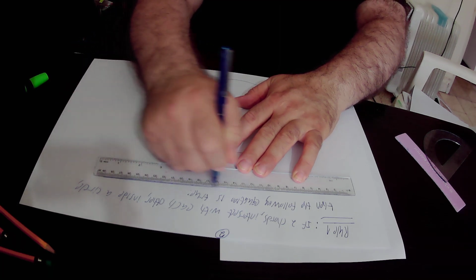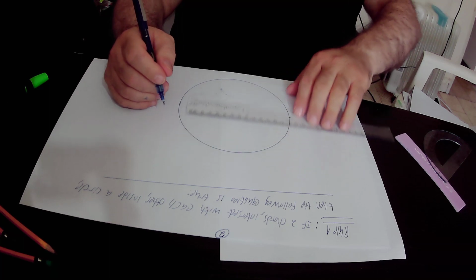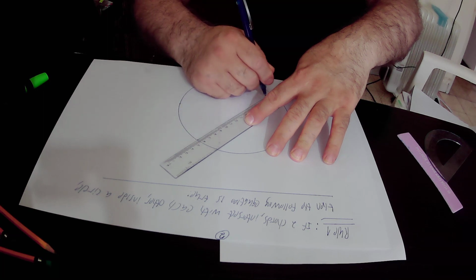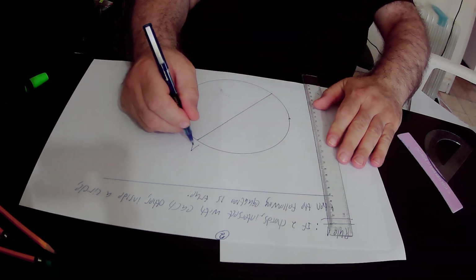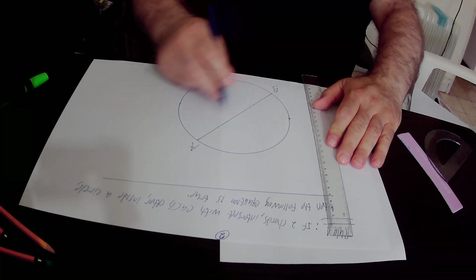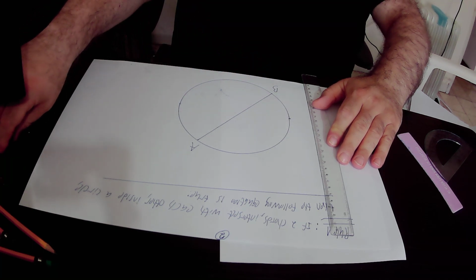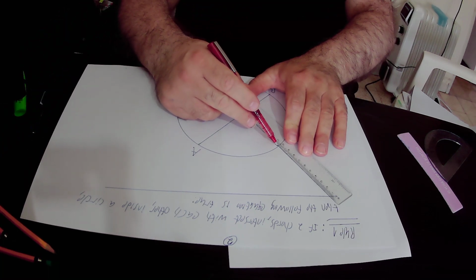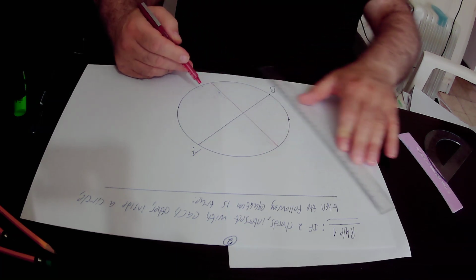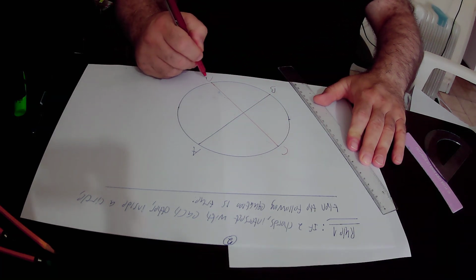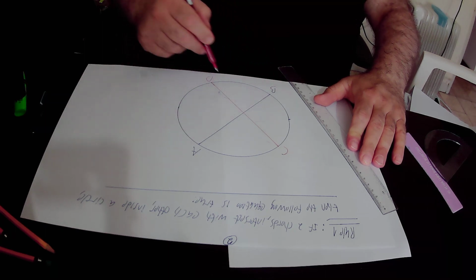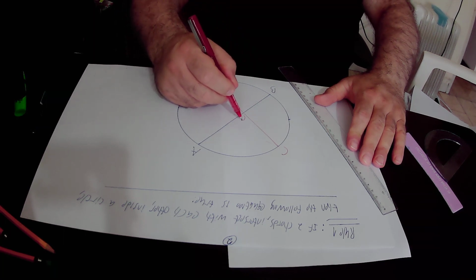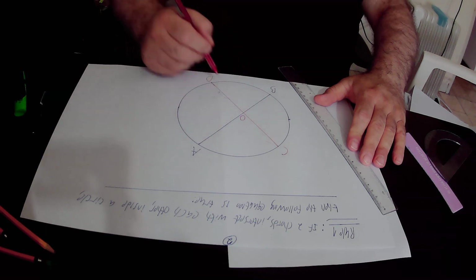So in this rule number 1, we are talking about two chords. This is chord AB that intersects with chord CD. This is chord CD. Again, chord AB intersects with the red chord CD at point O. Point O is the intersection point of chord AB with chord CD.